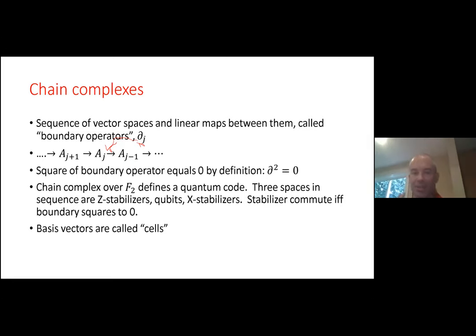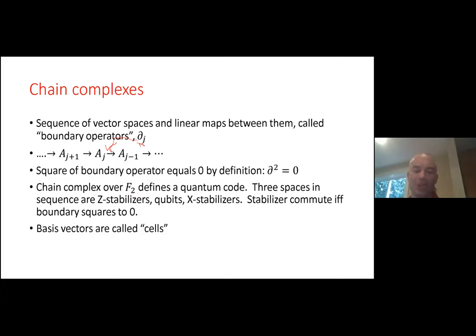Chain complexes over F2. When I said vector space, the vector space could be over different fields. For us, it will be a vector space over F2, meaning for simplicity, you think of the vectors as just being bit strings, 0 and 1. And there's some preferred basis, and you just have some bit strings.